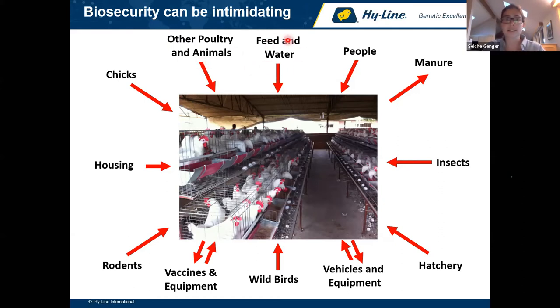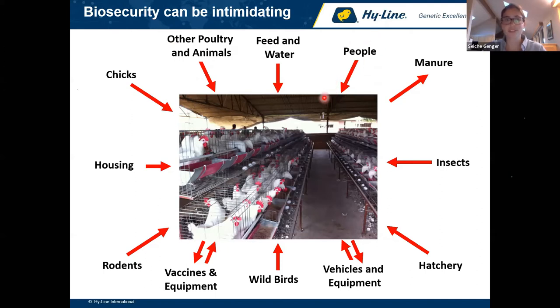Feed and water is a site. I like to think of these as things my bird is going to touch every single day, and feed and water are there. So you want to make sure your feed is as clean as it can be, that your troughs are as clean as they can be. And with water, you can easily disinfect the water line. People and movement of people are critical.